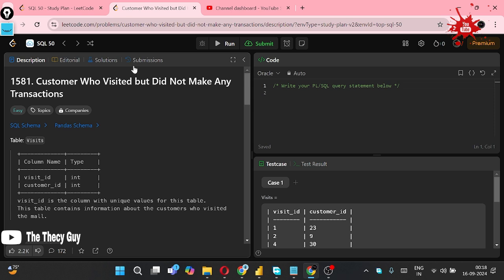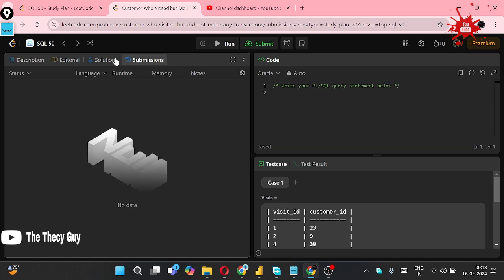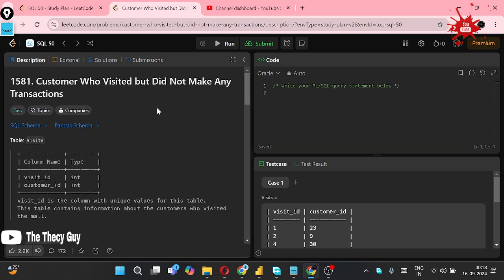I don't think I have any submission here because this is The Techie Guy account, and I solved it with my personal account at that period of time, 2020 or 21.